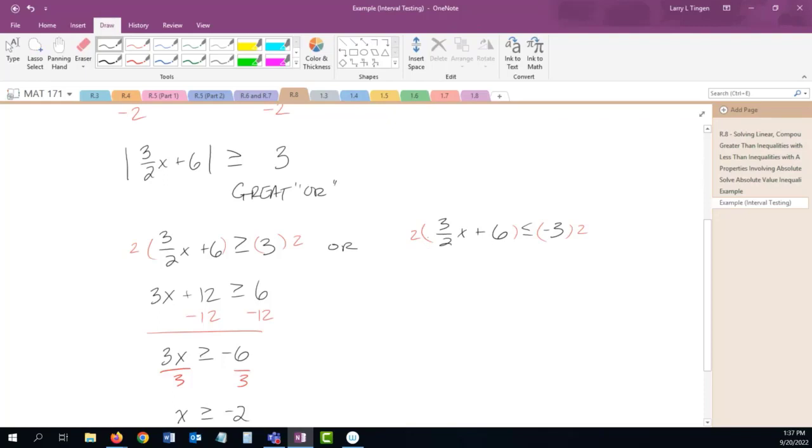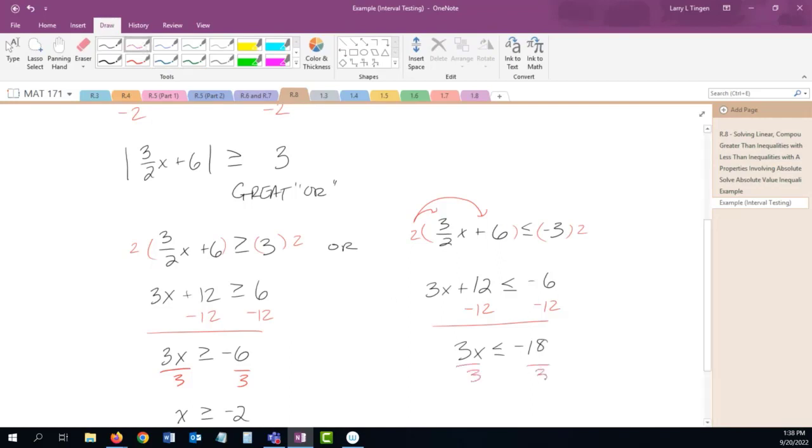Same thing, I'm clearing the fractions. Distribute that 2, and I'm looking at 3x plus 6 is less than or equal to negative 6. No. I didn't distribute, did I? Distribute. 6 times 2 is 12, Larry. Some alarming news. 6 times 2 is 12. Everything with an x to one side, everything without to the other. 3x is less than or equal to negative 18.